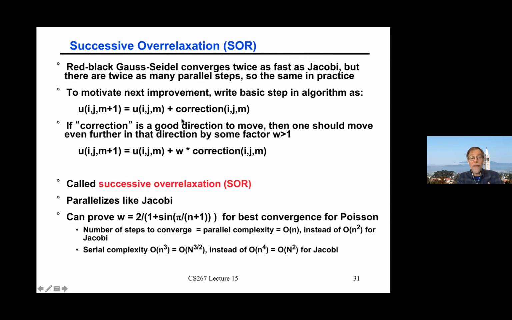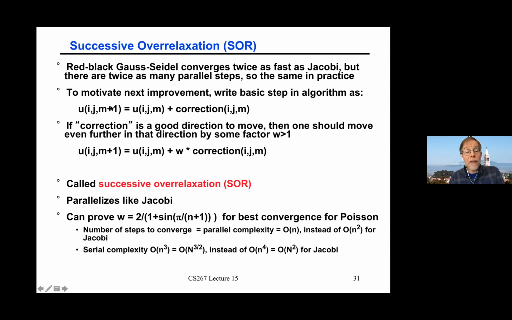So that is one of the iterations. And so how well does red-black Gauss-Seidel work? Well, it converges twice as fast as Jacobi. So a factor of 2 is nice, but there are twice as many parallel steps, because instead of being able to update all the vertices in one step, I have to do all the black nodes and then all the red nodes. So in principle, there's no speed up. So we need one more improvement.